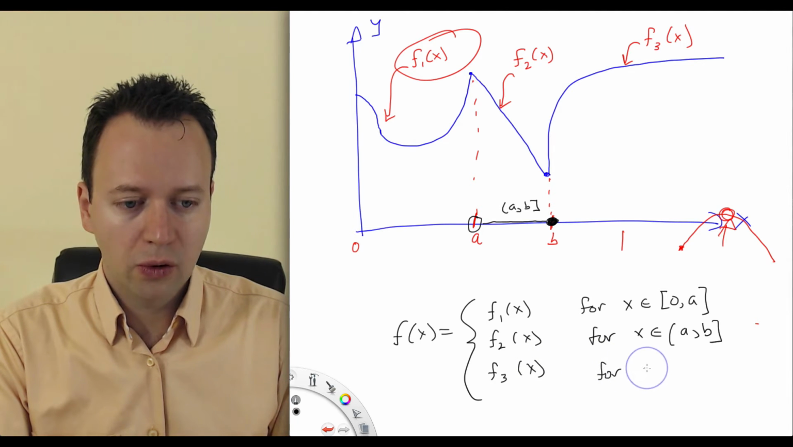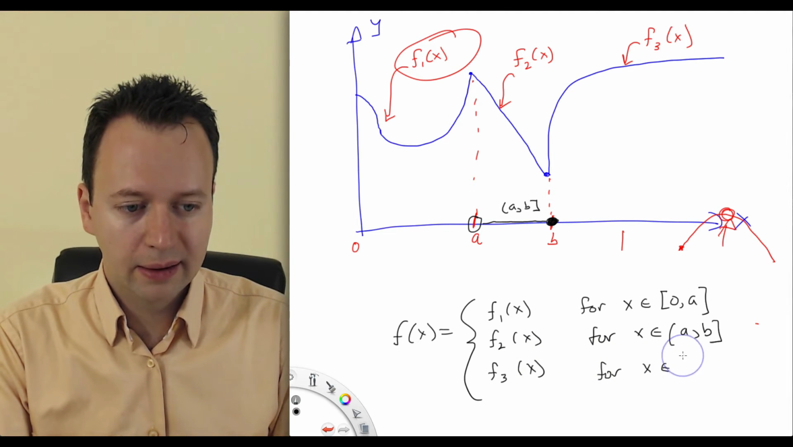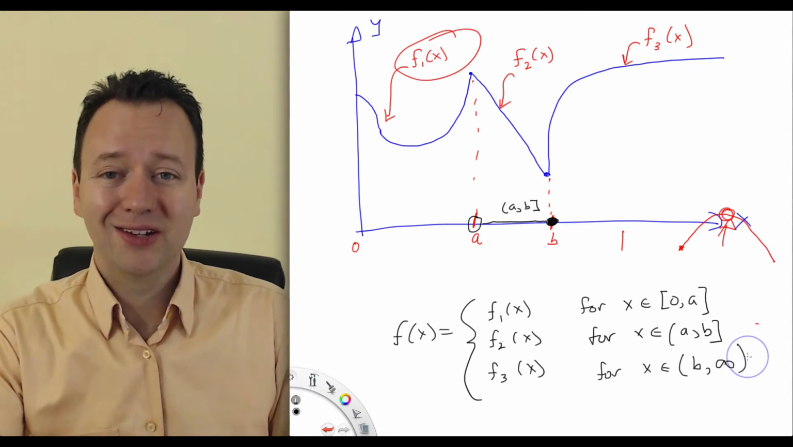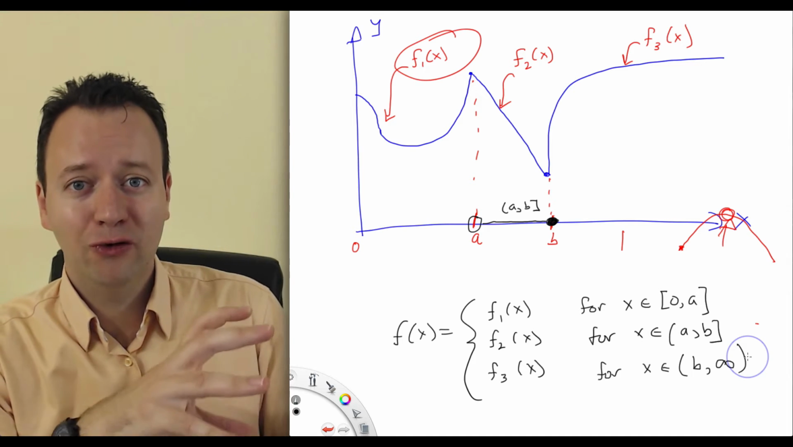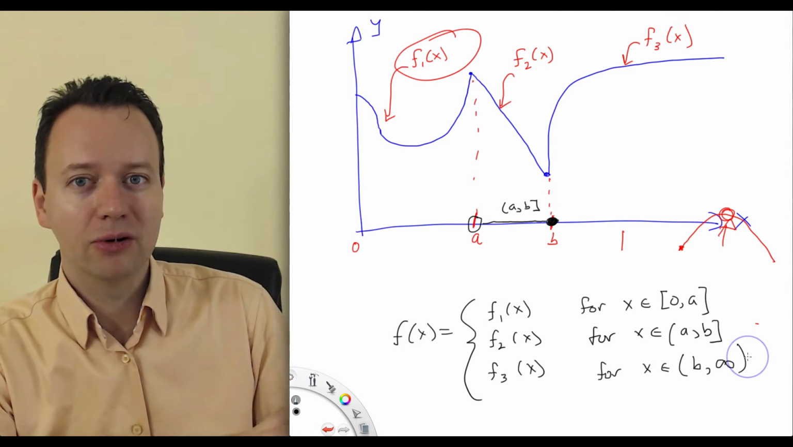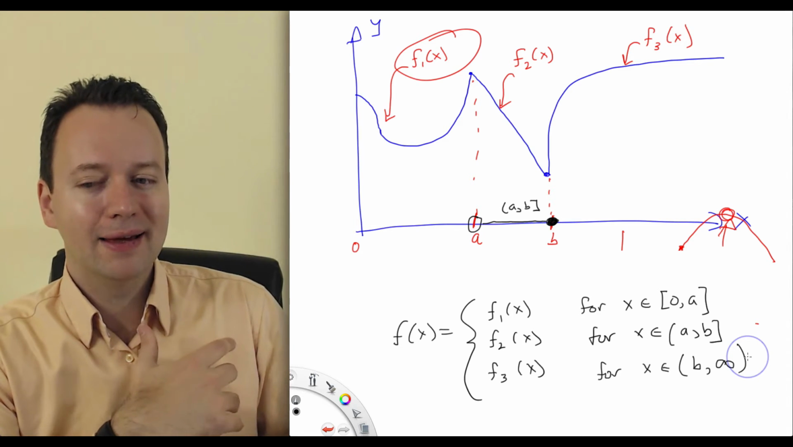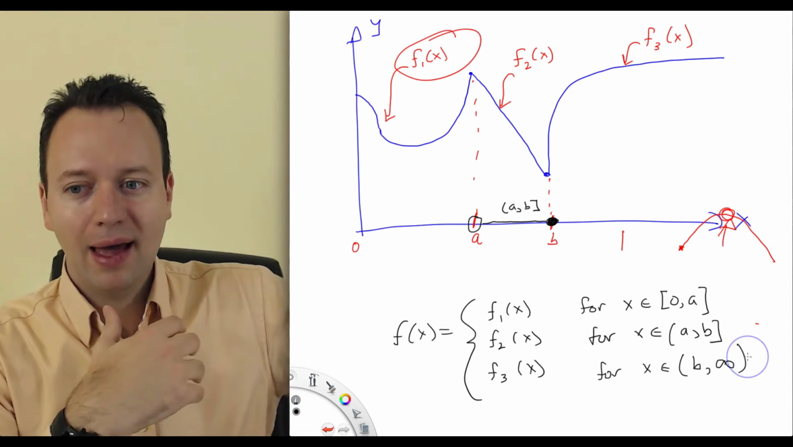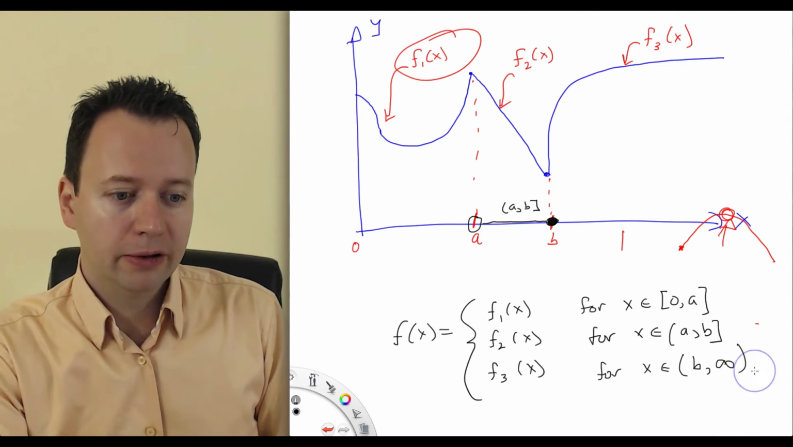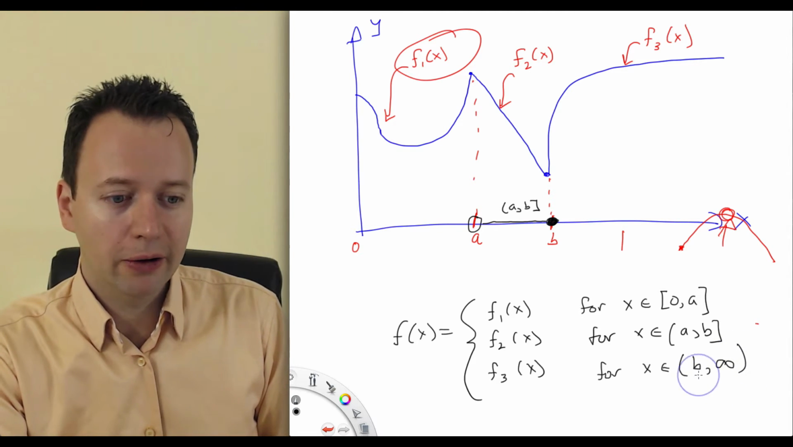f3 of x is for x in the open interval (b, infinity). Infinity always comes with an open bracket because you can't actually be at infinity. Infinity is not a number. It's a symbol, but not a number. So infinity is just an idea that represents everything as large as you want to go. So b and up. So we don't want to include infinity in our set notation here.